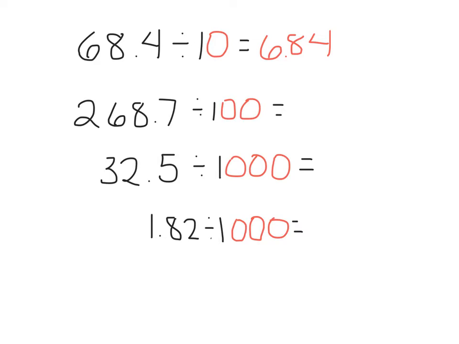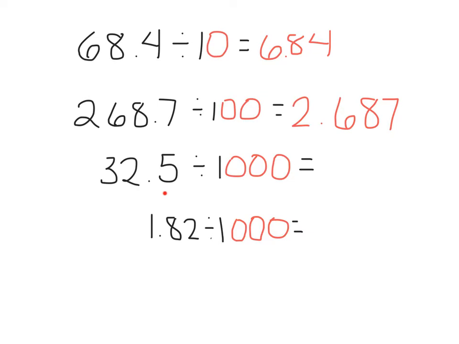When we look at the next example, we have 268.7 divided by 100. We count the zeros here. We have 2, so we're going to move this decimal 2 places to the left. 1, 2. So it's going to be right after the 2. So it's written as 2.687.